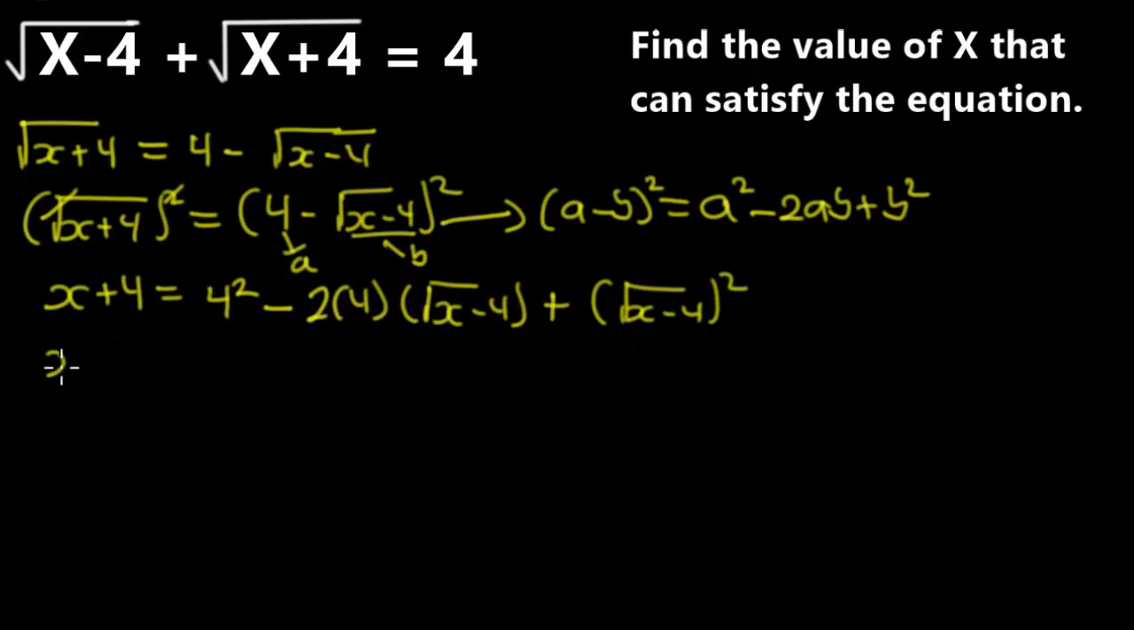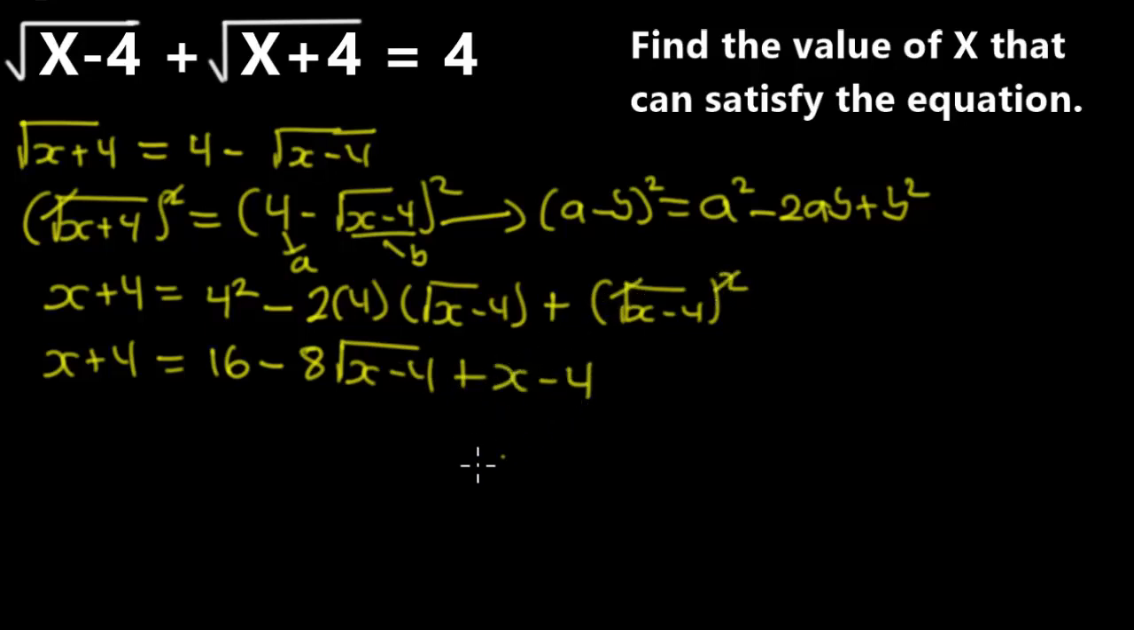So you're going to have x plus 4 to be equal to, now 4 squared gives 16 minus 2 times 4 is 8. So you're going to have 8 times the square root of x minus 4 plus, and then the square over here will take up the square root. So you are going to have x minus 4. Now plus x will take care of plus x. And then let's group like terms. Let's send all those terms involving x to the one side, and then those without x also to one side.